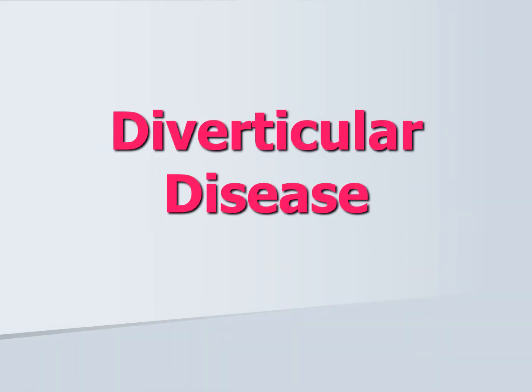Today we're covering diverticular disease. Diverticula are sac-like mucosal outpouchings that protrude from the GI tract. There are true diverticula and false diverticula. True diverticula contain all the layers of the area affected. So this includes the mucosa, submucosa, muscle layer, as well as the serosa.